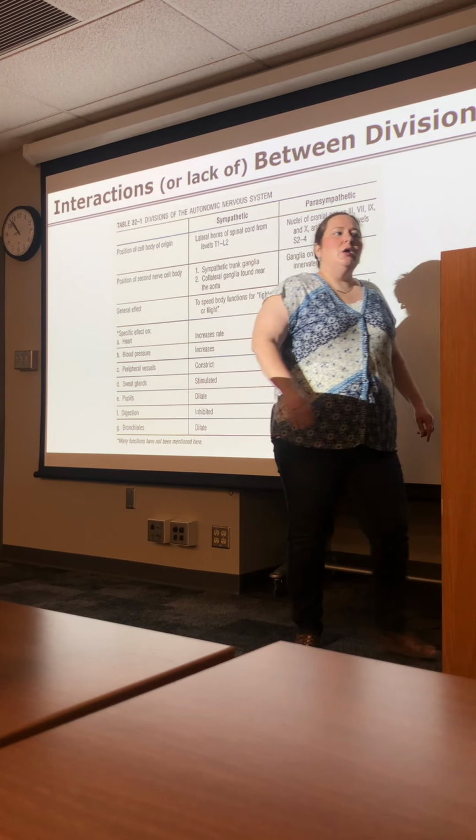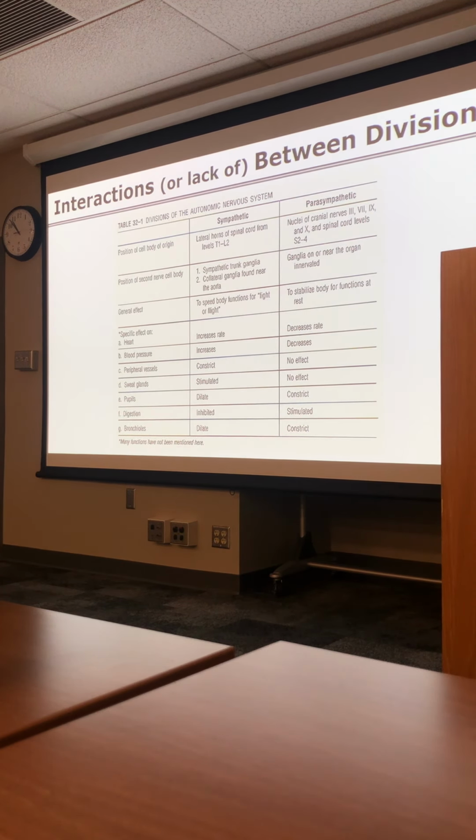Remember, it's always important to know where the cell bodies are located, because if something happens to those cell bodies, the whole neuron dies. They're in very protected locations for the most part. And so it's important to understand where the cell bodies are for both the preganglionic and postganglionic, or presynaptic and postsynaptic neurons. Does anybody have any questions?